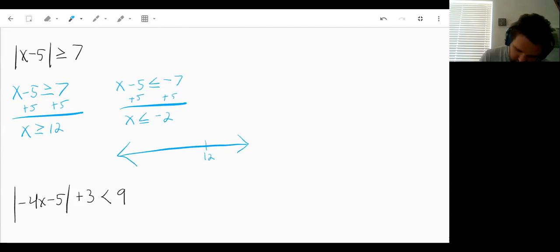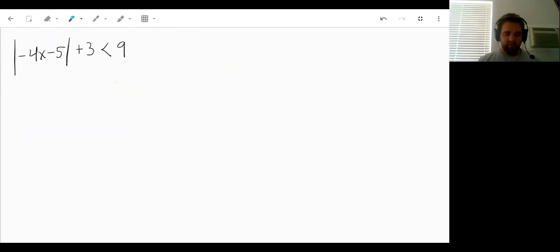Well, that's enough. We can graph our number line. We can have a 12 and a -2. We will have a closed circle at each of those locations, and it has to be greater than 12 or less than -2. Let's try that last one.